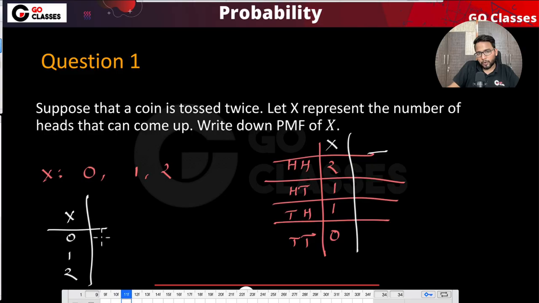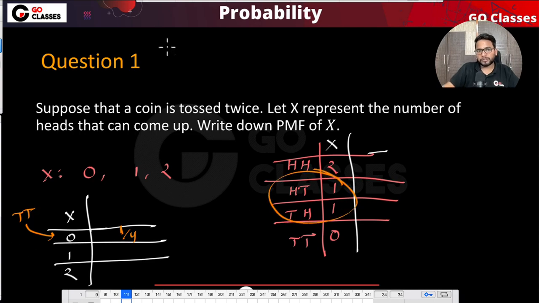Now if I ask you the probabilities for 0, for 1, and for 2, then you will say the probability for 0 will be 1 by 4, because each outcome has 1 by 4 probability, and 0 occurs only when you have tail tail. 1 will be there whenever you have these two possibilities, which means the probability is 2 by 4, or you can say 1 by 2, right? Similarly, 2 will be there whenever this possibility is there, so the probability is 1 by 4.